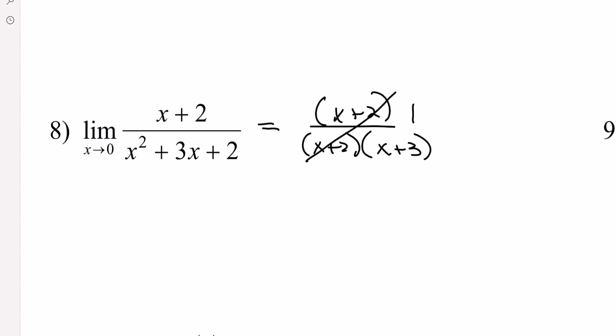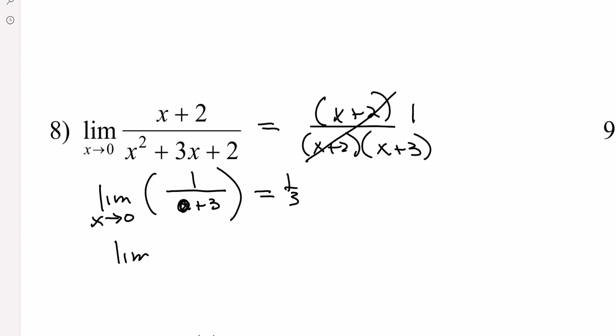Those cancel, leaving 1. So now you would say, all right, the limit as x approaches 0 of 1 over x plus 3, and then the answer is going to be 1/3. You would show this step first and then rewrite it. And when you rewrite it, it's okay to go ahead and put the simplified version.